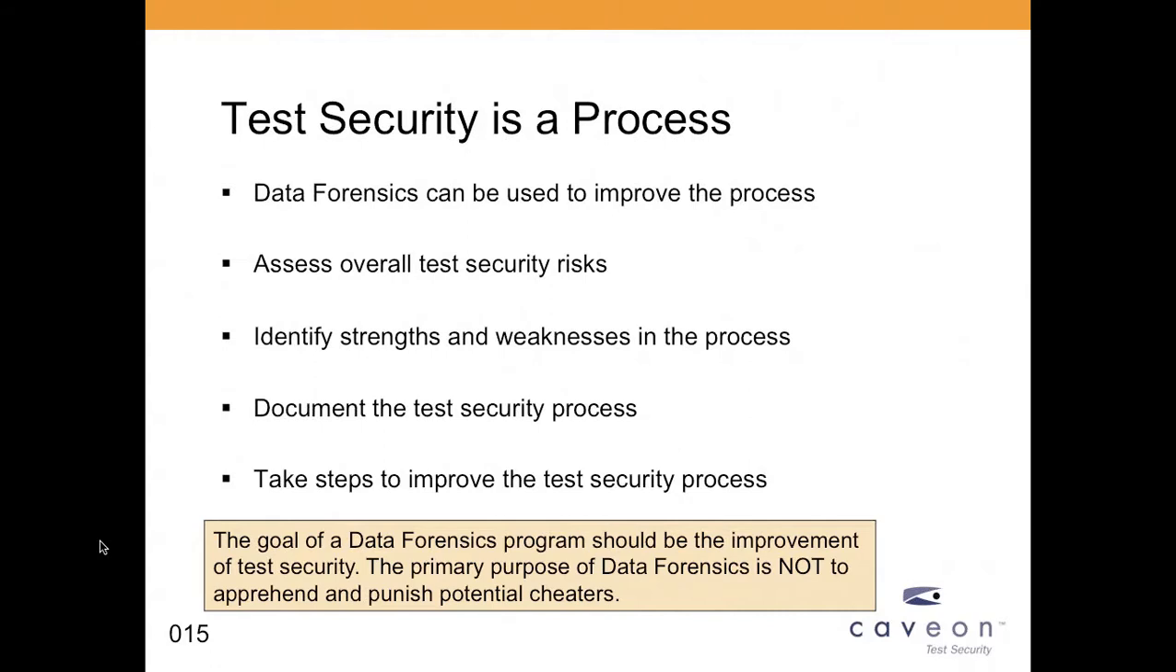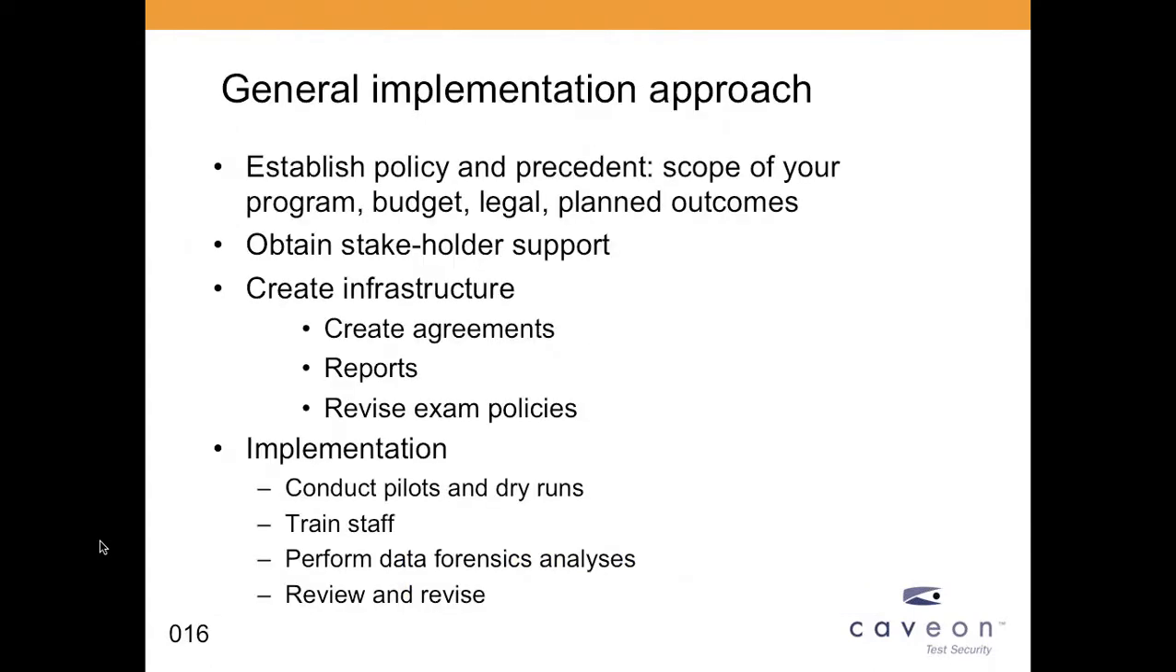So in the box there, this is one goal: it should be to improve your test security, not to apprehend and punish potential cheaters. I think that's a really good distinction, which I'll talk about a little bit later. But when you go to your stakeholders for support, you really need to stress that this is about overall test security and strengthening your program, not just ferreting out all the cheaters. Okay, so next slide.